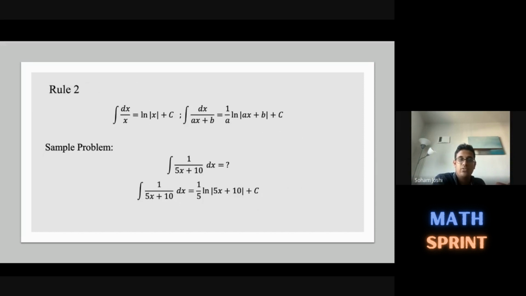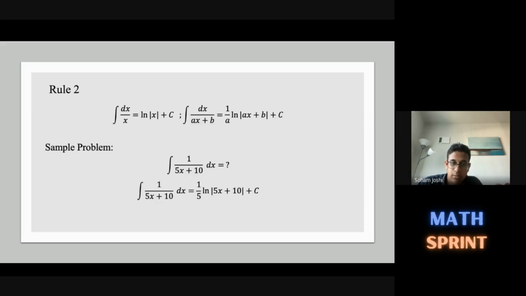All right, here is rule number 2. So when we integrate the reciprocal of a linear function, we get a new logarithmic function and the constant of integration. So the integral of 1 by x is ln absolute value of x plus c. When you integrate 1 by ax plus b, you get 1 by a ln absolute value of ax plus b plus c. Remember, you have to put an absolute value within the logarithmic function.